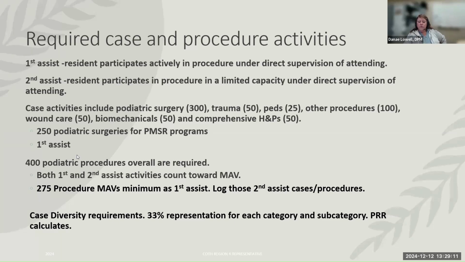In order to assure resident training experiences adequately reflect an appropriate degree of diversity, a minimum of 33% of codes within each category and subcategory must be represented. This is for first assist procedures. This requirement prevents residents from experiencing limitation of their exposure to cases. An example would be going through 3 years of training and only ever doing an Austin bunionectomy. The diversity requirement ensures the residents are doing multiple procedures on various pathologies.